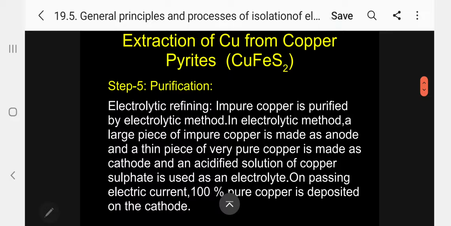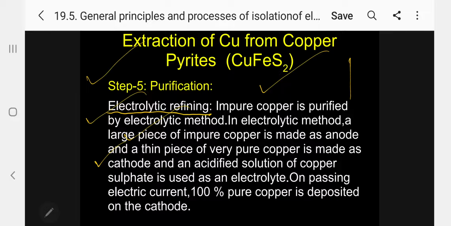Now for step 5, purification. Normally, as we have informed you, electrolytic refining is the normal method used for purification. So impure copper is purified by the electrolytic method. In the electrolytic method, a large piece of impure copper rod is made as an anode and a thin piece of very pure copper is made as a cathode.